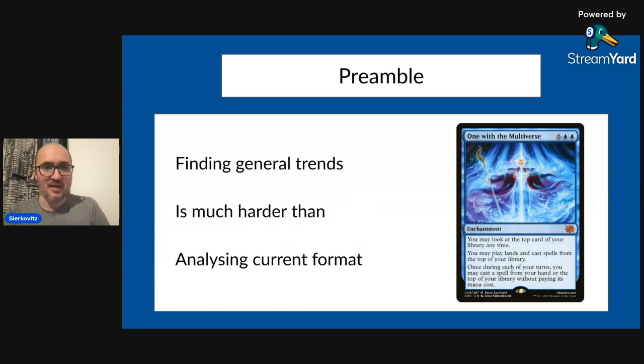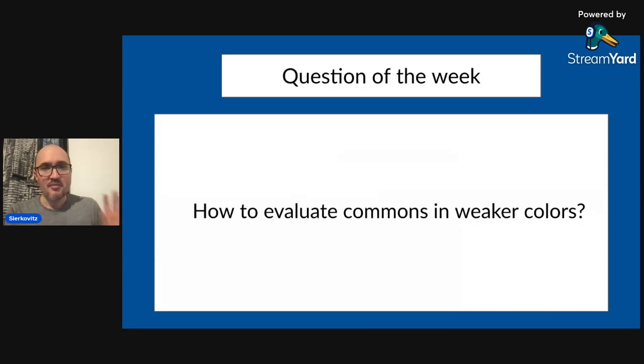Okay, that goes with the preamble. But that's not all, because obviously, as I have Patreon right now, one of the perks of the Patreon is being allowed to ask the question of the week. Since only one person qualifies for that Patreon level, it's again Mercurio Blue's question. And this week it is how to evaluate commons in weaker colors.